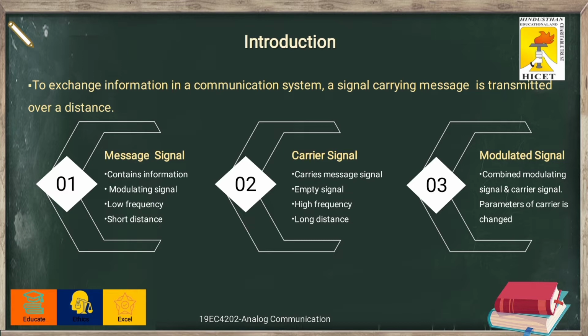Next comes the modulated signal. So it is the signal obtained by combining the modulating signal and the carrier signal. The parameters of the carrier are changed in such a way that it will hold the information of the message signal.